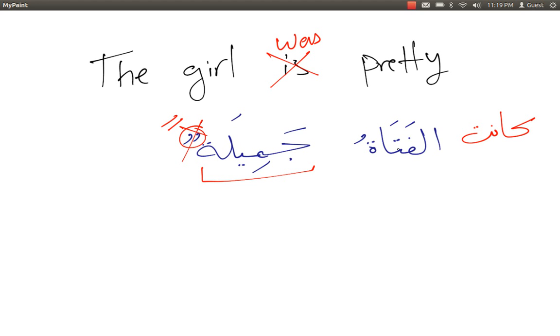Okay, now here's the thing. If you're using كانت and the next word has ال, it would be كانت الفتاة جميلة. This is how fluently it would be. If you're going to pronounce each word separately, you would say كانت الفتاة جميلة. If you're going to say it all together, it's كانت الفتاة جميلة. Okay.